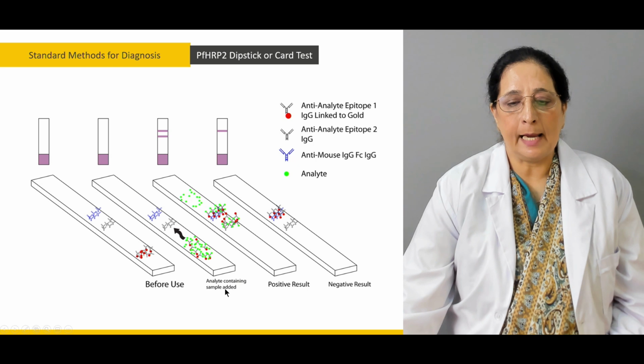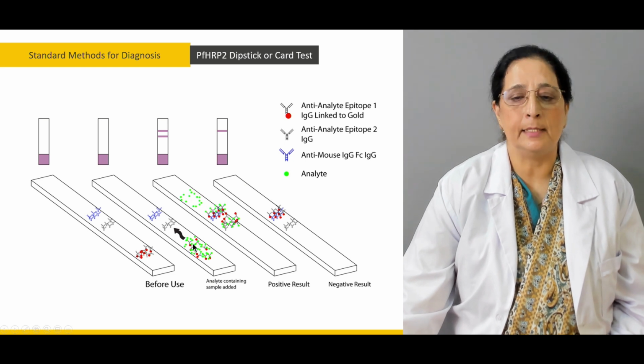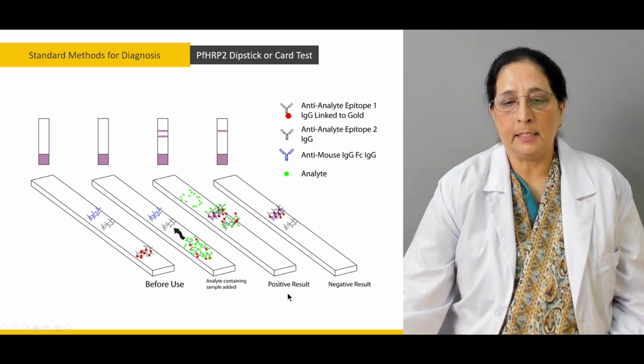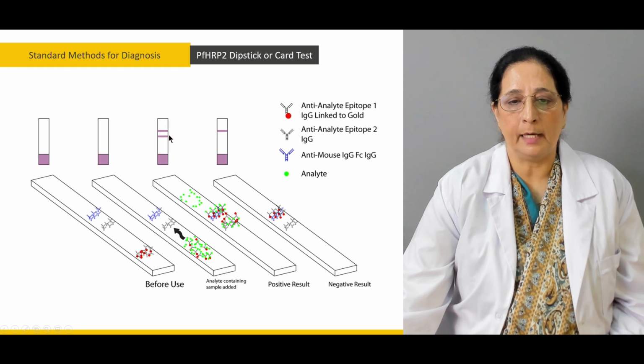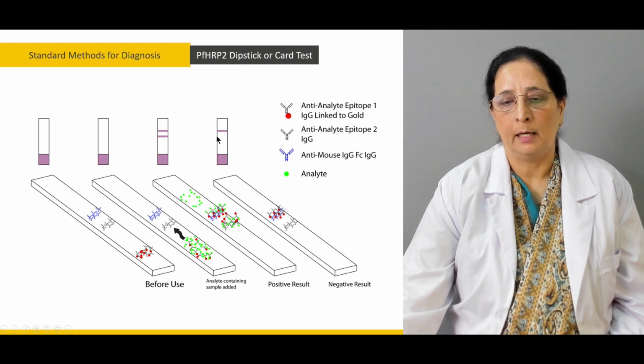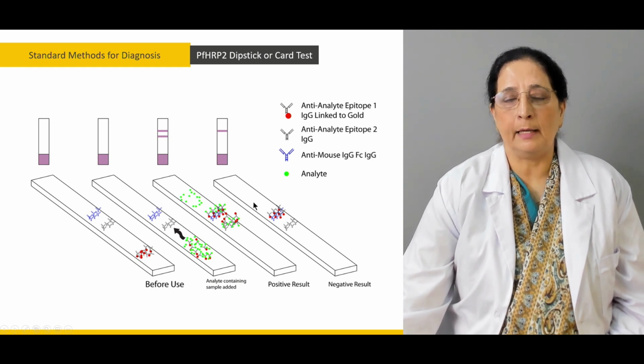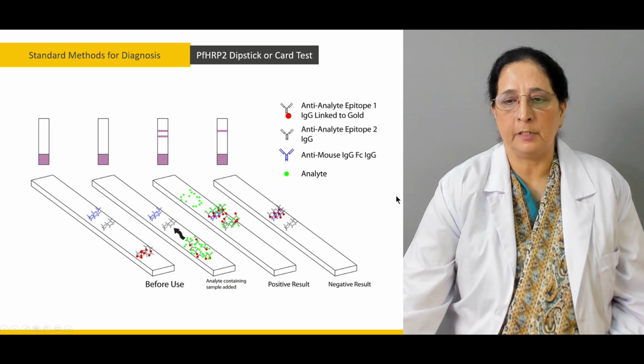Once the analyte-containing sample is added, so this is the analyte. Once the analyte is added, this is the positive result, that is 2 lines, and then we have the negative result with 1 line. Here you can see the analyte is present. Here we don't have analyte, so it's the negative result.